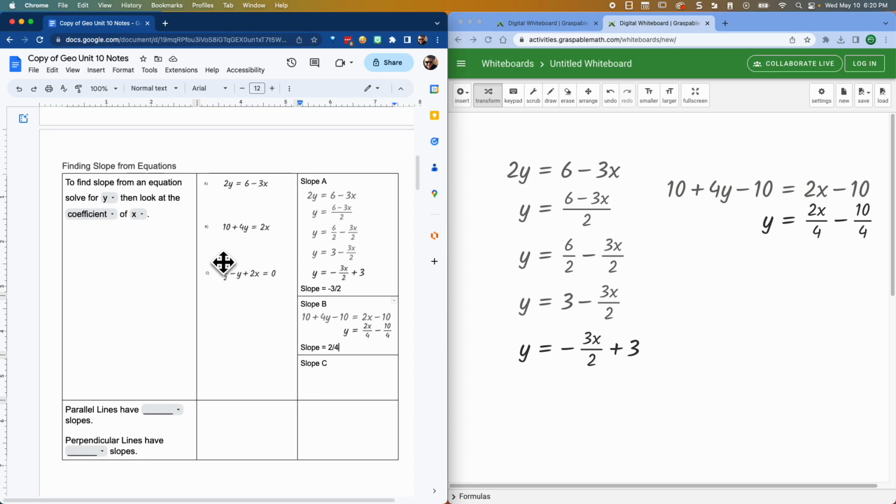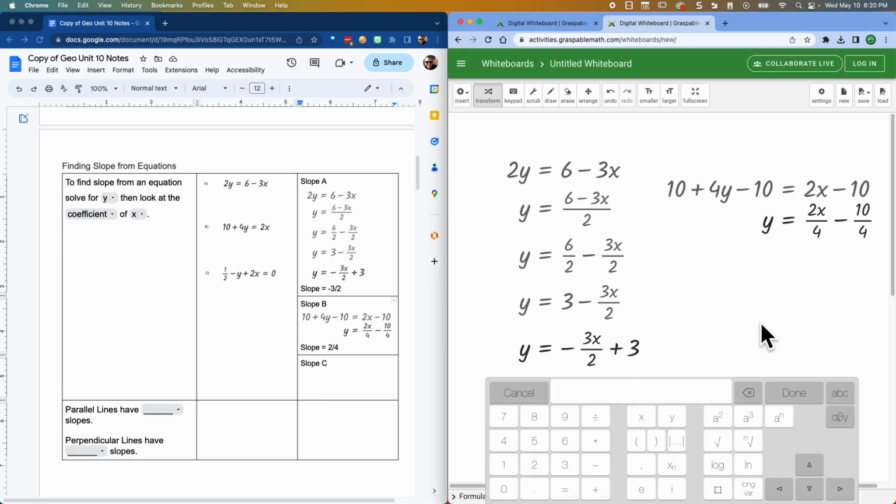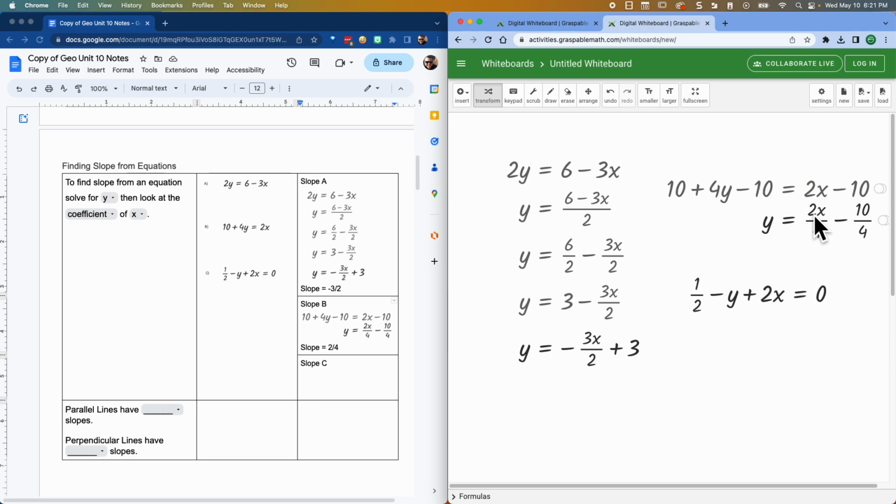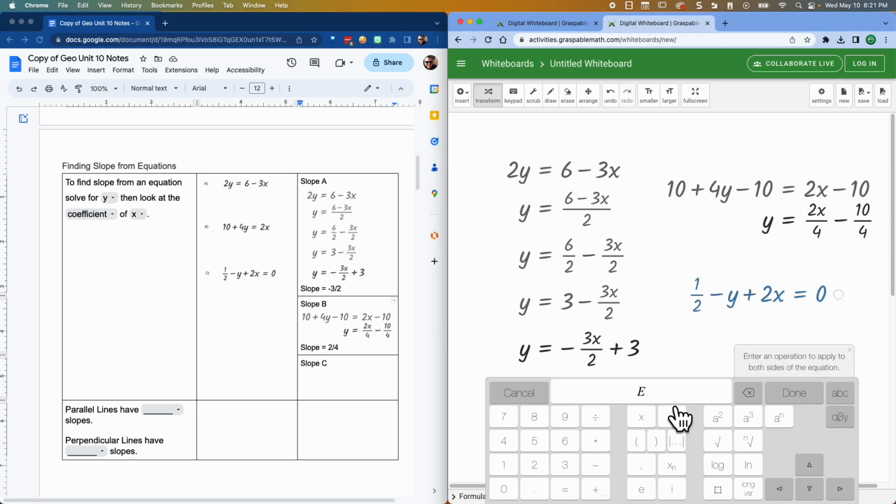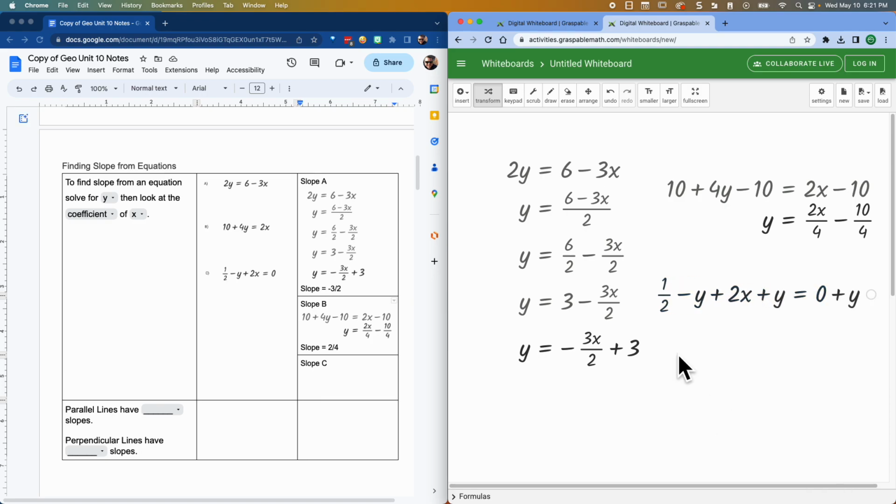Okay, for this last one, it says 1/2 minus y plus 2x equals 0. All right, now what's the point in all these equations? It's to solve for y, or get the y by itself. I could move everything away from the y, but I could also just add y to both sides. And watch what's going to happen here. This minus y and this plus y, those make a 0. And over here, y plus 0 is just y. I got y by itself. I solved for y.